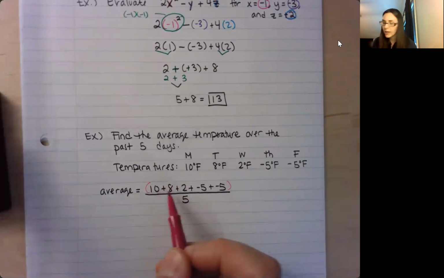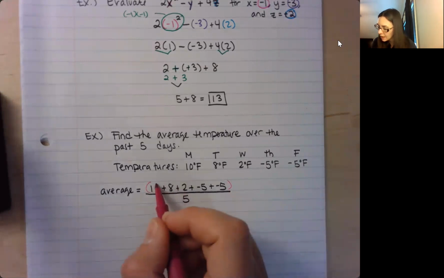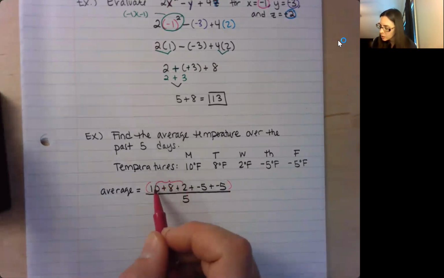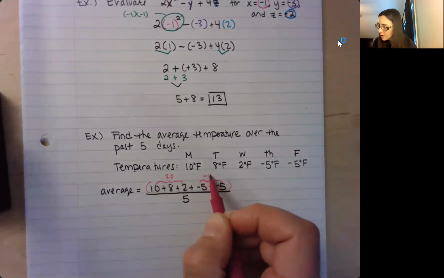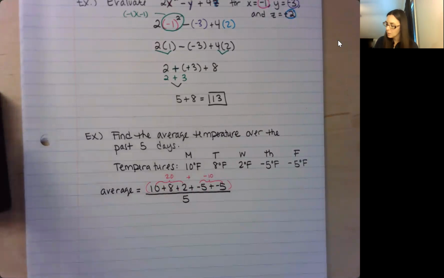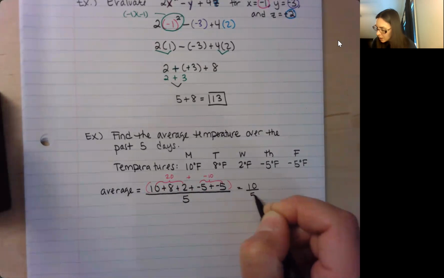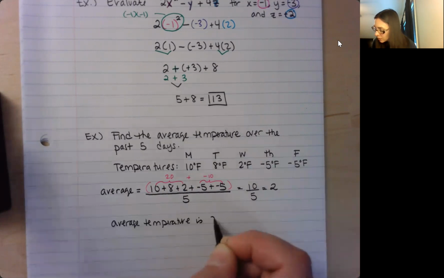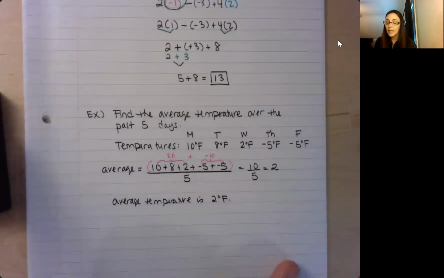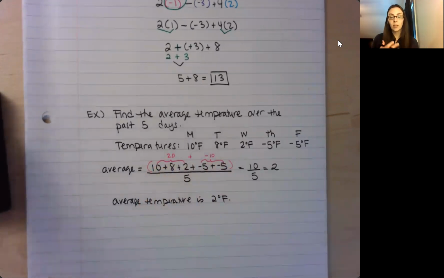Where it's all addition, you can add in any order that you want. So usually students will add their positives together first if they can. So here I have 10 plus 8 plus 2 is 20. Here, if I add my negatives, I'll have -10. So 20 plus -10 is going to be +10. And then 10 divided by 5 is 2. So our average temperature is 2 degrees Fahrenheit.